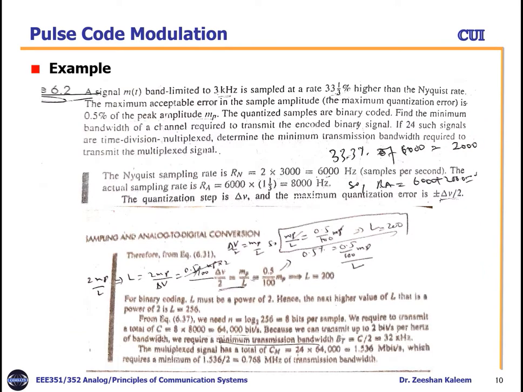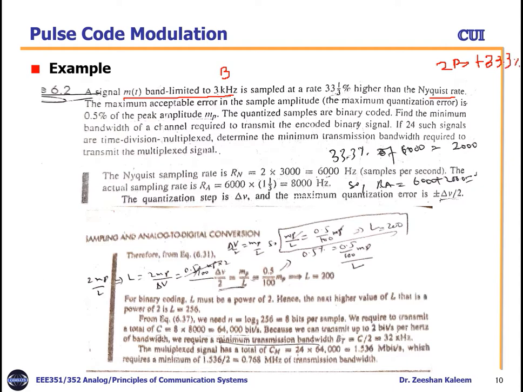Okay, this is an example to clearly show the role of the transmission bandwidth. Suppose you have a signal band limited to B, which is 3 kilohertz, and it is sampled at a rate 33.3% higher than the Nyquist rate. The original Nyquist rate is 2B, so we need to add 33.3% of that to the sampling rate.